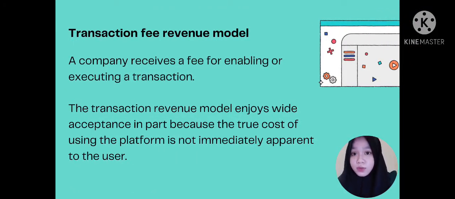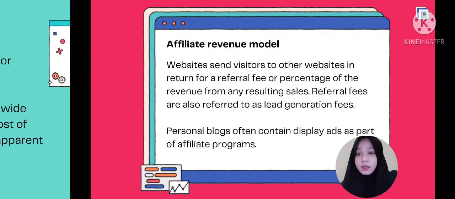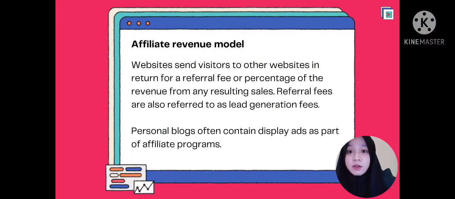In the transaction fee revenue model, a company receives a fee for enabling or executing a transaction. For example, eBay provides an online auction marketplace and receives a small transaction fee from a seller if the seller is successful in selling an item. The transaction revenue model enjoys wide acceptance in part because the true cost of using the platform is not immediately apparent to the user. And the last, we have affiliate revenue model.